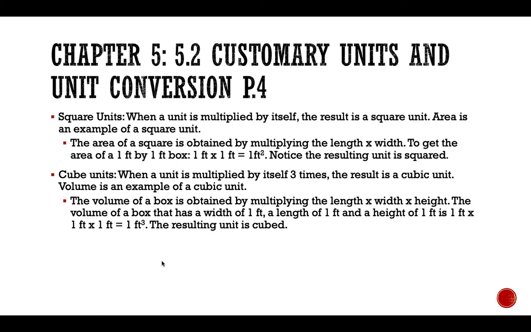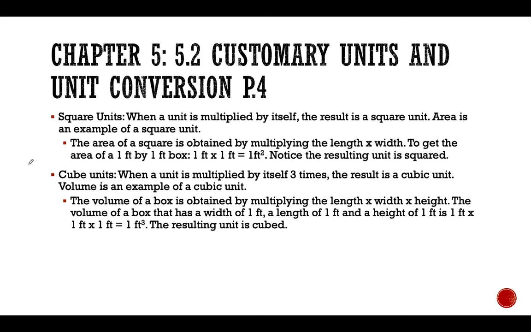Square units. When a unit is multiplied by itself, the result is a square unit. Area is an example of a square unit. The area of a square is obtained by multiplying length times width. If length and width are both in feet, then you're going to multiply feet by feet, which will end up with a unit of feet squared or square feet.